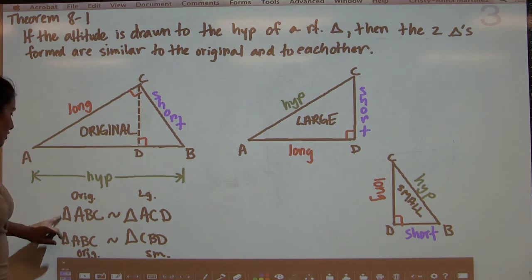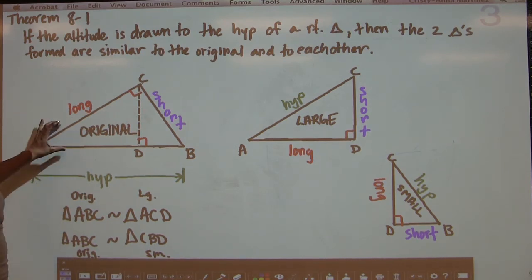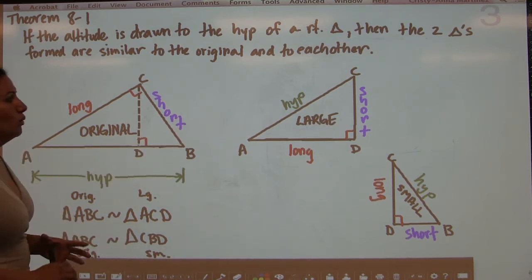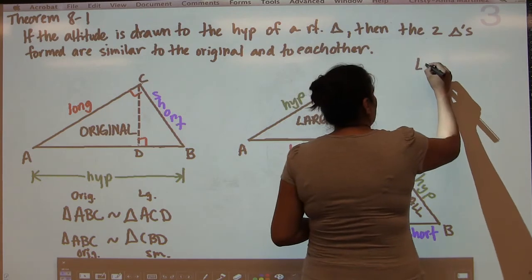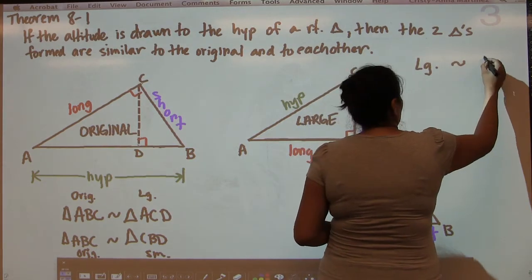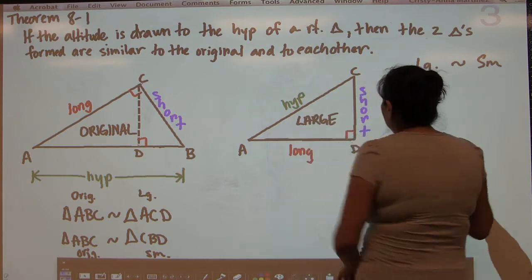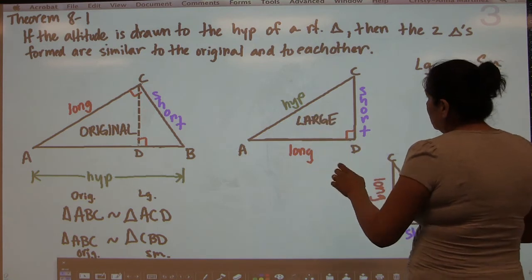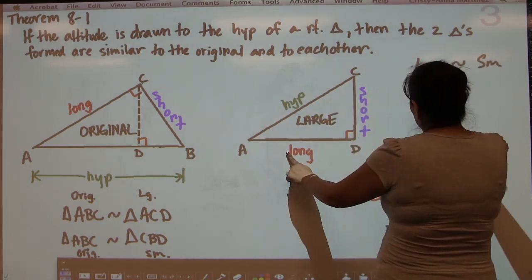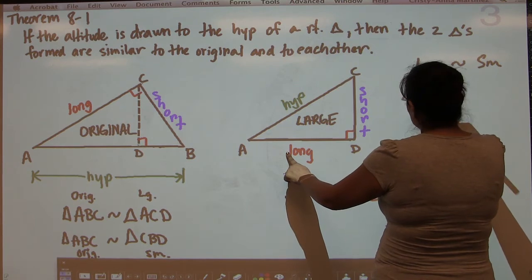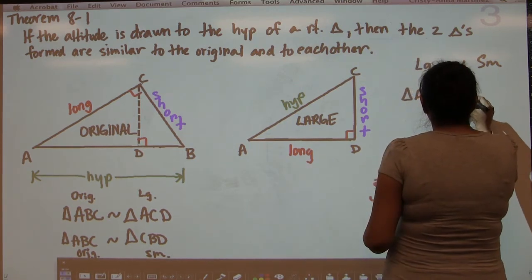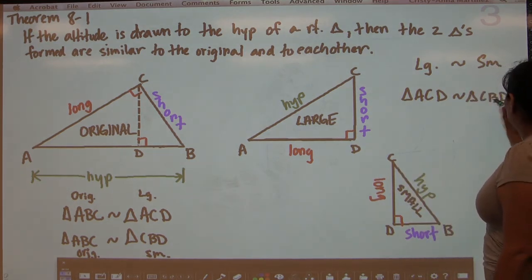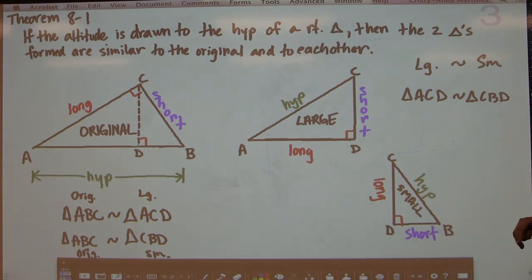All right, so those are my first two similarity statements, which basically state that the original triangle is similar to each one respectively. But we also know that the large triangle is similar to the small triangle. So again, we're going to keep in the same spirit of what we've been doing: hypotenuse, short, long. That's going to be triangle A, C, D. And over here, hypotenuse, short, long is C, B, D. So those are the three similarity statements that we get from this theorem.